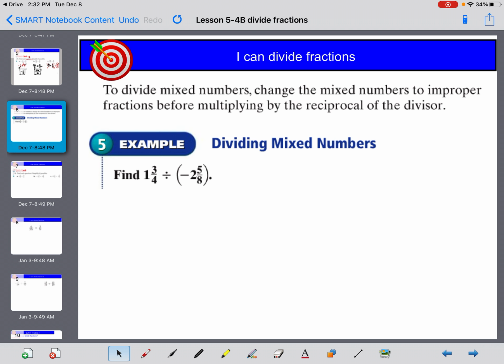Okay, what if I have mixed numbers? If you have a mixed number, you're going to do the same thing for division as you did with multiplication. Mixed numbers are converted to improper fractions before multiplying by the reciprocal. Let's review. 1 3/4, rewritten as an improper fraction. 4 times 1 is 4. 4 plus 3 is 7. So 7/4.